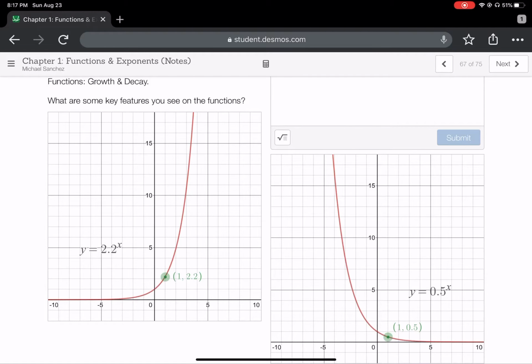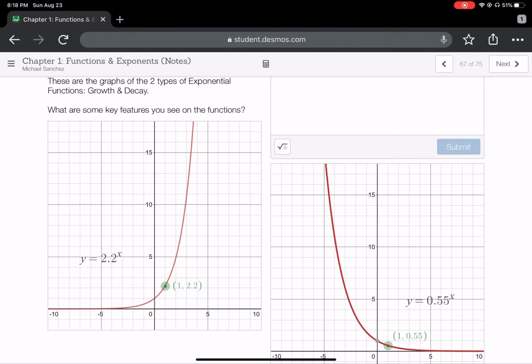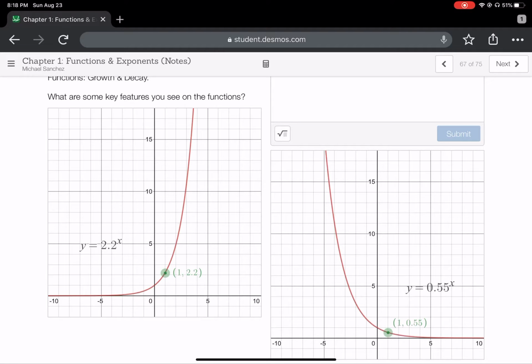It's very similar for our exponential decay function. If we see it here, the base is 0.55, which is again located at the point where x is 1, and the y value is the base of our function. But if we go left to right, this function is not going up, it's coming down, closer and closer to 0, but not quite. This is an exponential decay function.